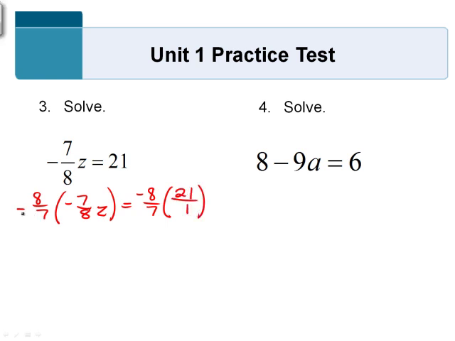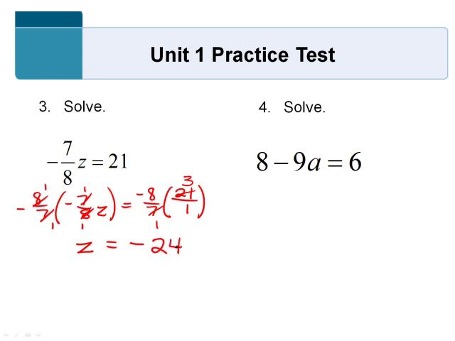So on the left-hand side, first of all, a negative times a negative gives me a positive, and then everything cancels out to 1s. The 7s cancel with each other, so do the 8s, and we just get a positive z, which is what we want. On the other side, figure out your sign first. What's a negative times a positive? That's going to give you a negative. And then you can cancel by 7. 7 goes into 7 once, and 7 goes into 21 3 times. So we have negative 8 times 3, which gives you negative 24.